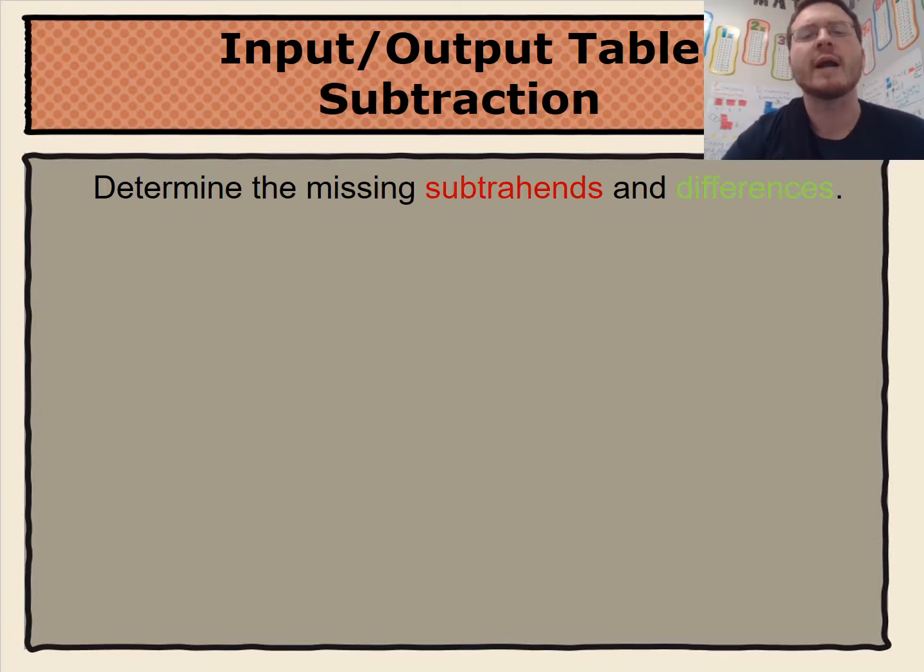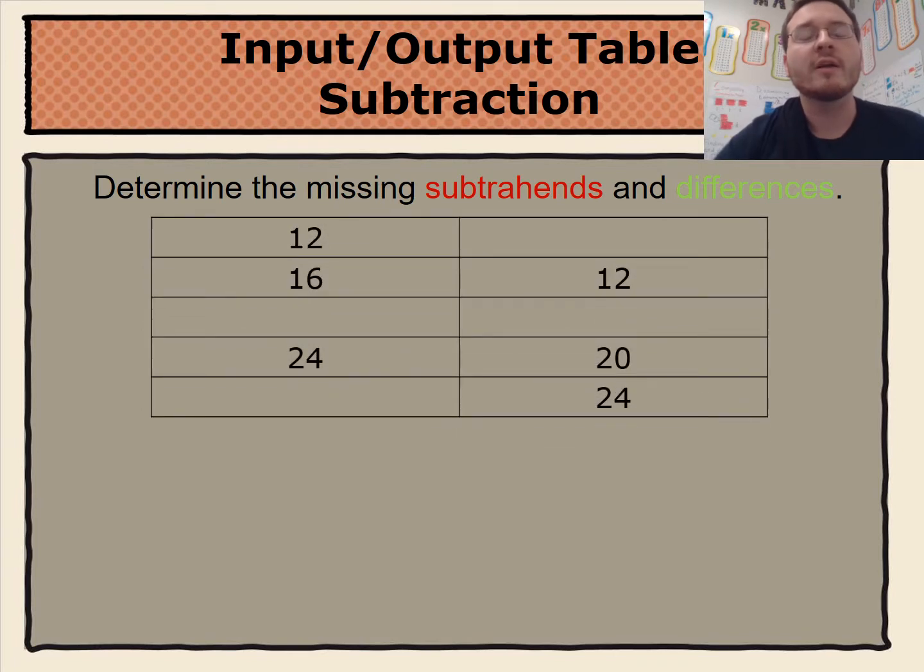So moving on to subtraction. When we look at a subtraction table, we need to find the missing subtrahends and the missing differences. Now, just like with addition, a subtrahend is the input and the difference is the output. So looking at our incomplete table here, I know I need to find an output here and an input here and here.